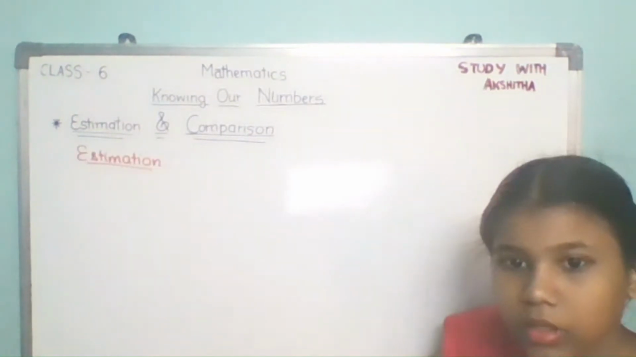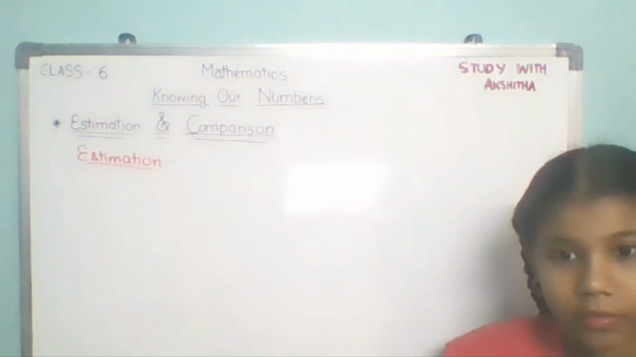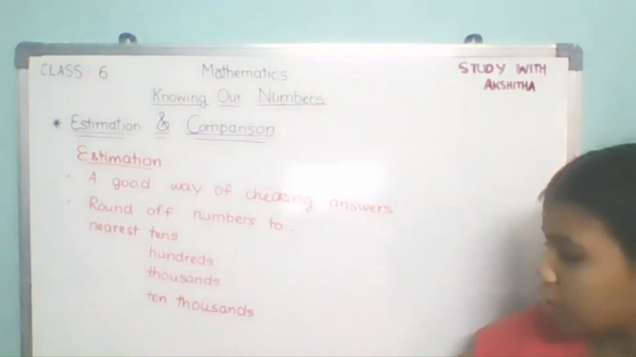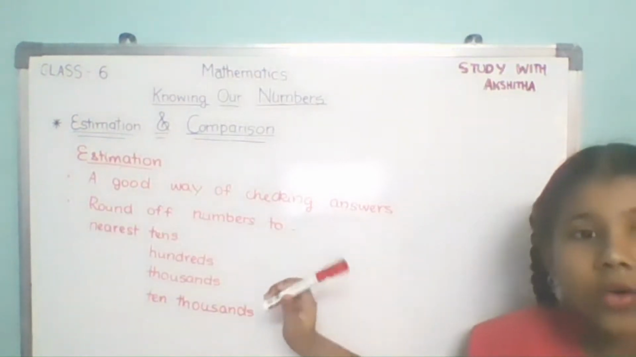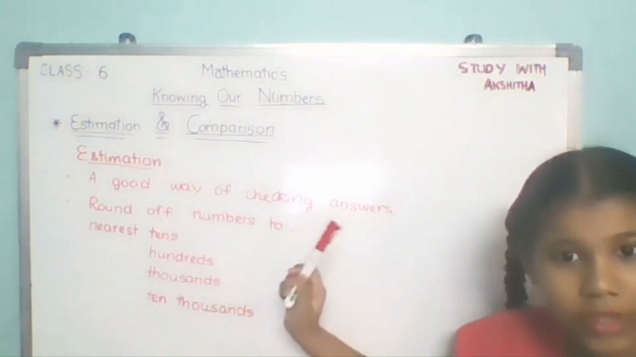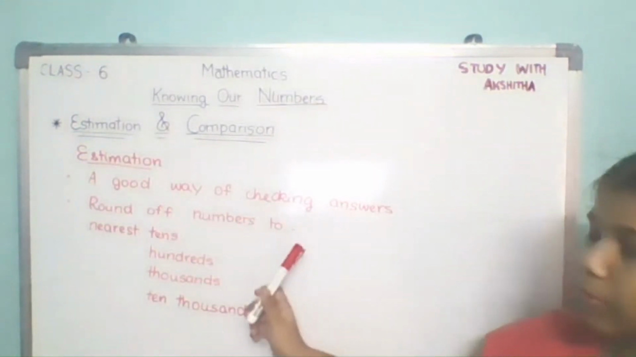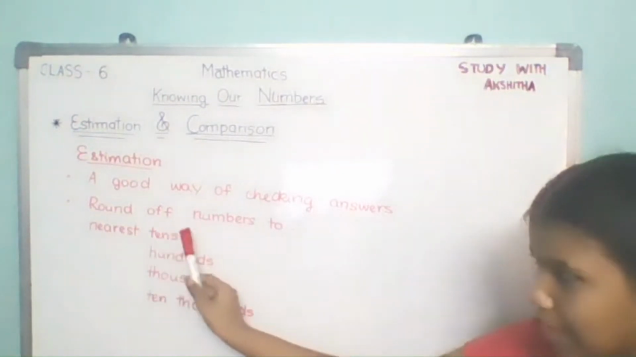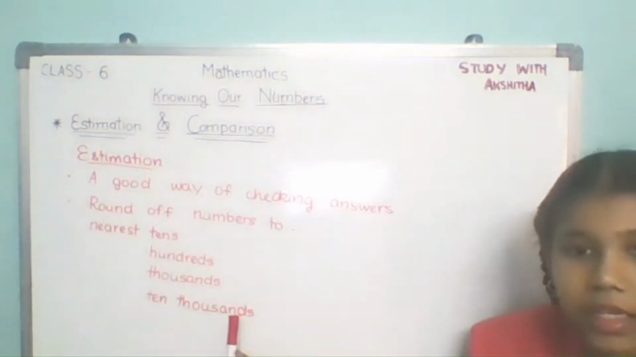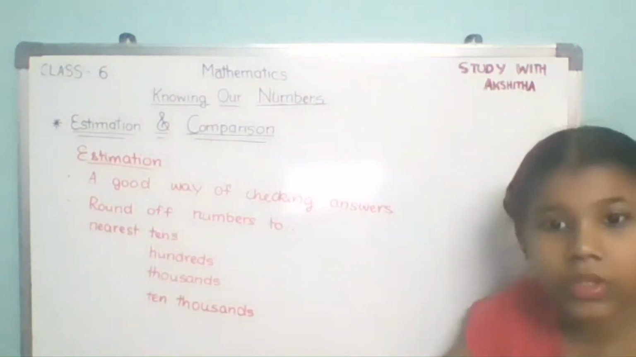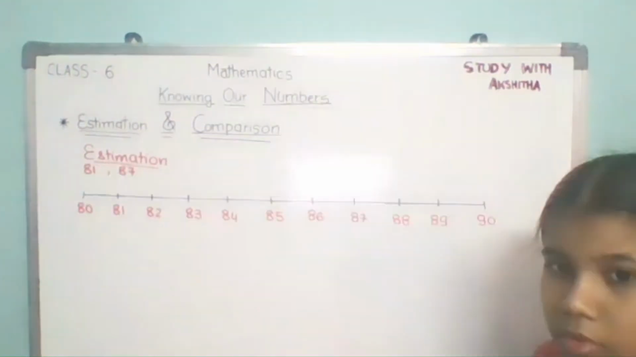Let's see. Now the question is, what is estimation, right? So estimation is a good way of checking answers. Now we use estimation to round off numbers. But how do we round off numbers? We round off numbers to the nearest tens, nearest hundreds, nearest thousands, and nearest 10,000s. Now, let us see few examples of estimation.